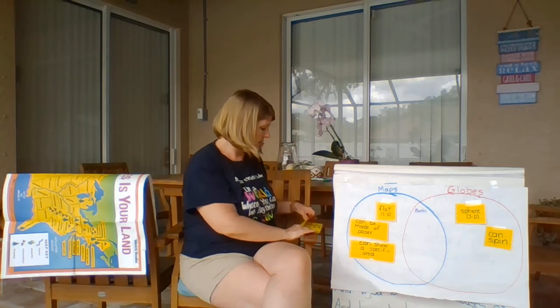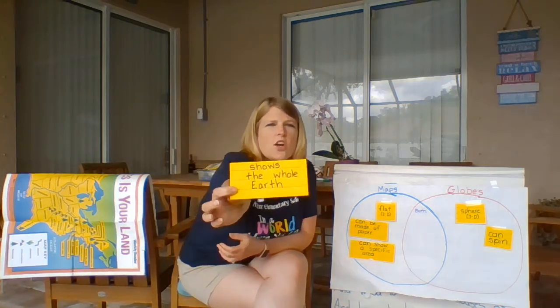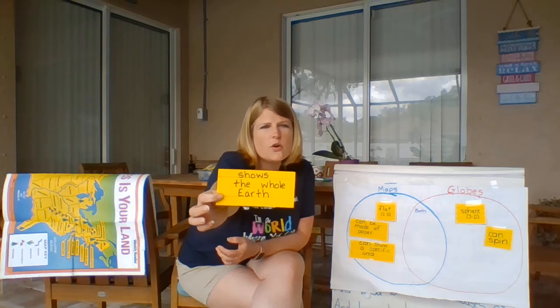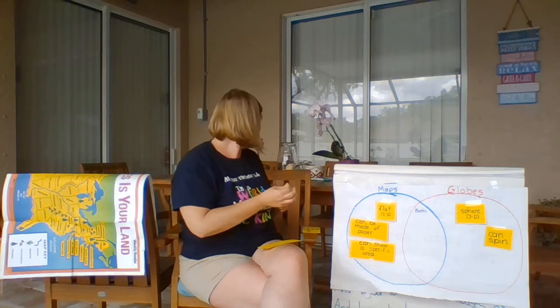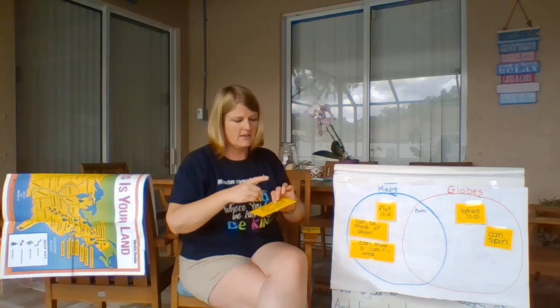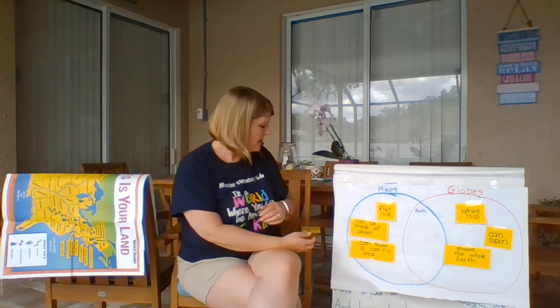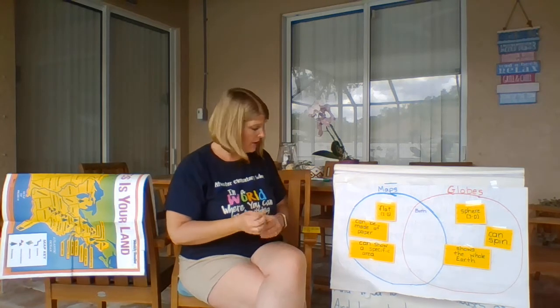All right. The next card says shows the whole Earth. Which one of these shows the whole Earth? Yes, you're right. That is a globe. A globe shows the whole Earth. We've got it. Good job. Now we're going to do both. Oops, I gave you the answer before I read it. Now we're going to do the last card.